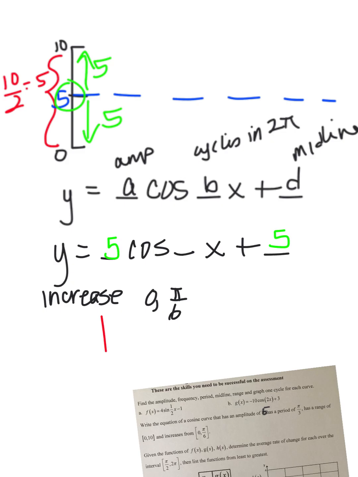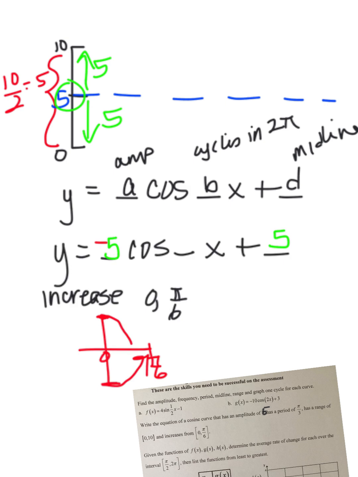So now remember, cosine will start at either the max or the min. From 0 to pi over 6, it says it increases. So I can't be starting up here at the max because I would be going down. That would be decreasing. So I have to be starting here at the min to be increasing to pi over 6. So that means that has to be negative.